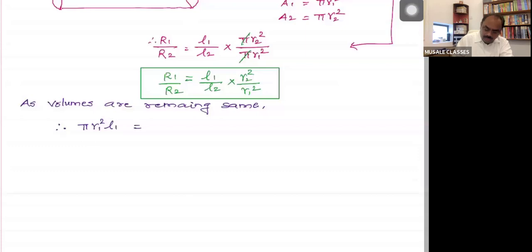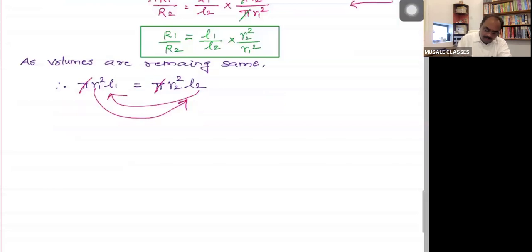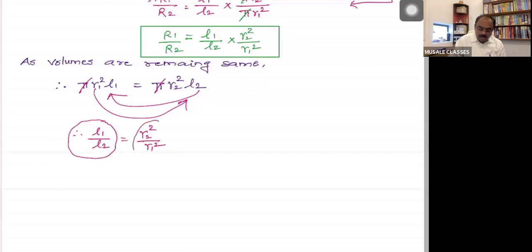Therefore, what will we get? Pi R1 square L1 will also be equal to pi R2 square L2. Here again this pi will get cancelled. If I bring this L2 to this side, and this R1 to this side, what will I get? I will get L1 upon L2 as R2 square upon R1 square. That means wherever I get L1 upon L2, I can write R2 square upon R1 square.